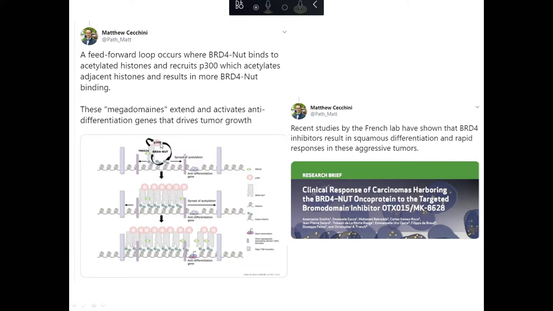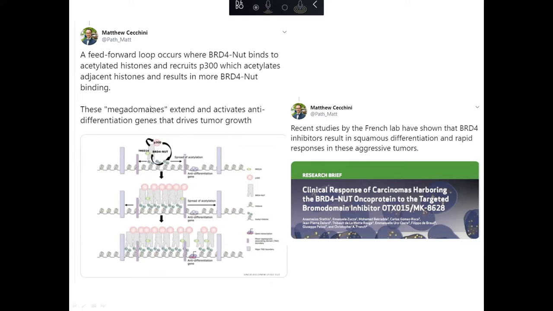And then this complex will recruit P300, which will then acetylate histones. What happens is you get this feed-forward loop, where this complex between NUT and BRD4 actually layers down on the chromatin, and you get these big, large mega-domain bases of this laying down. And then this turns on expression of genes that normally cause the tumor cells to differentiate. And so you get the squamous cells reverting to this really primitive looking phenotype because of these large mega-base domains.